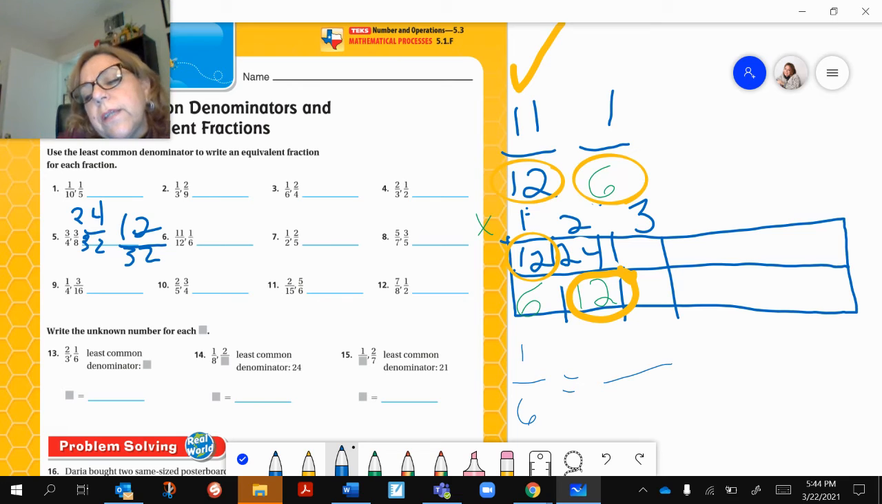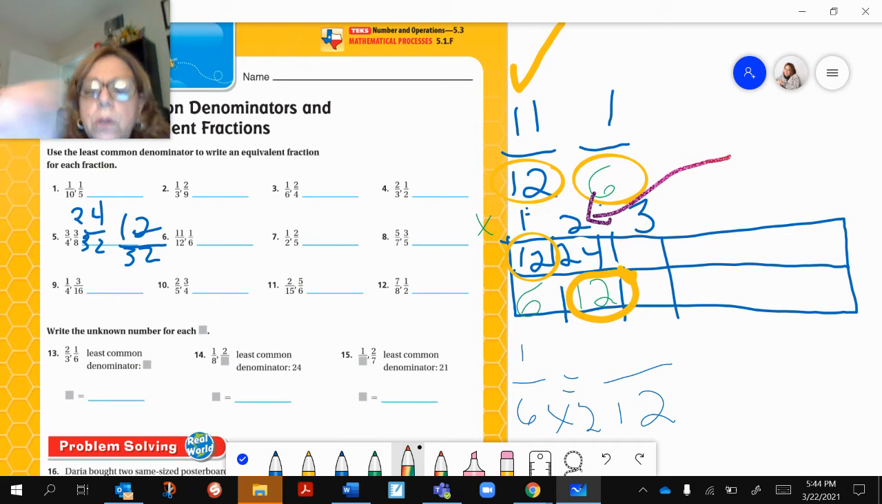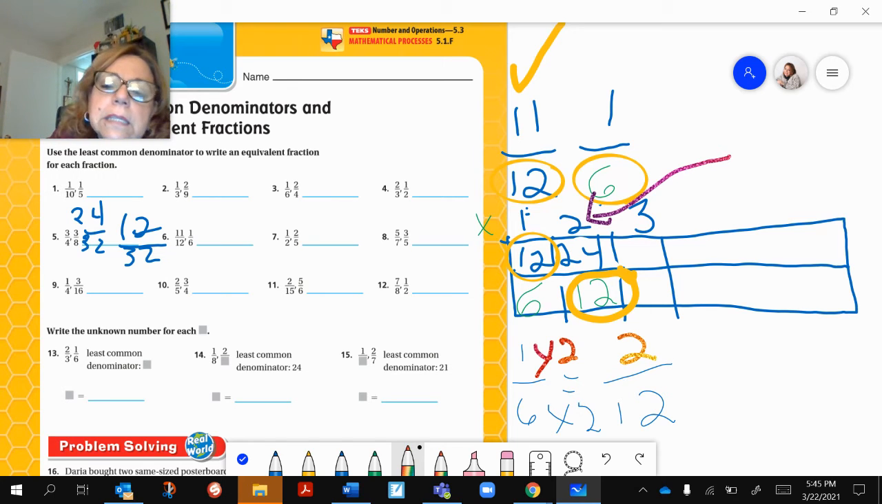And we said that that denominator is going to change to a 12. So how did I get from 6 to 12? I multiplied it by 2. Very good. And when you're drawing your little multiplication chart, you can also see that right here, that when you number your little boxes, that's where it's at as well. So I have 1 times 2 equals 2. So 1/6 is equal to 2/12.